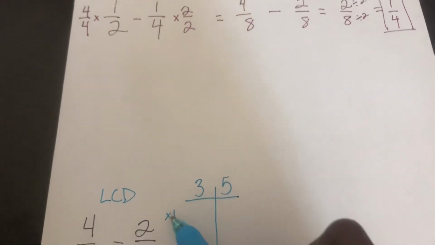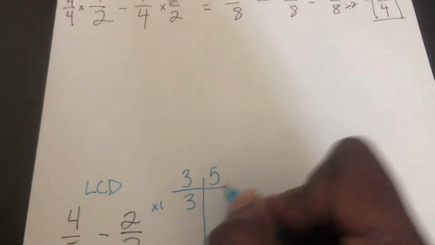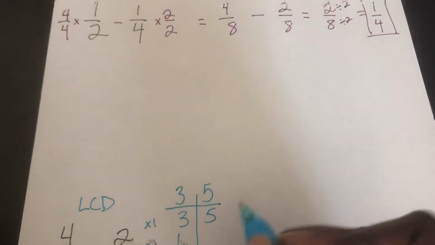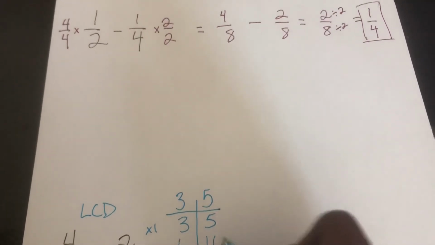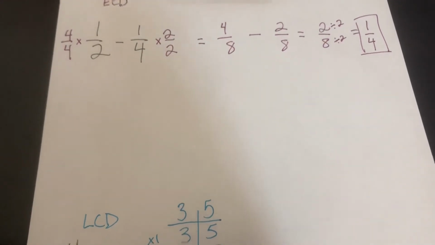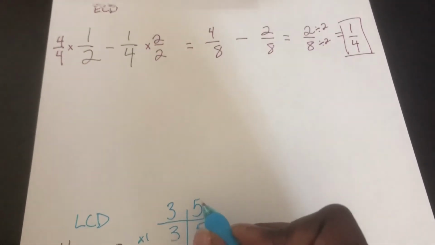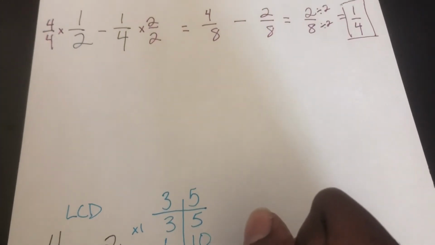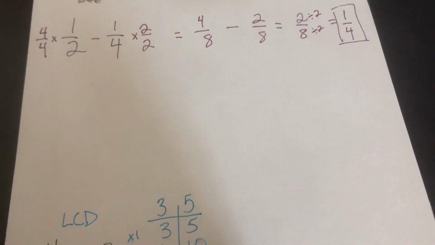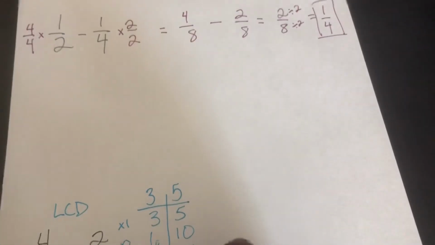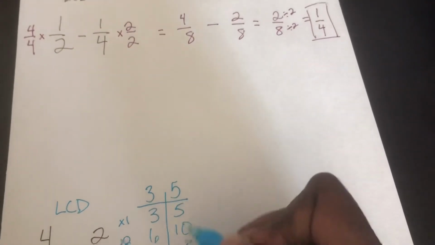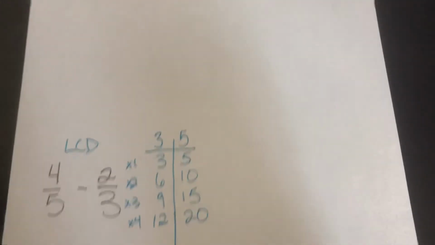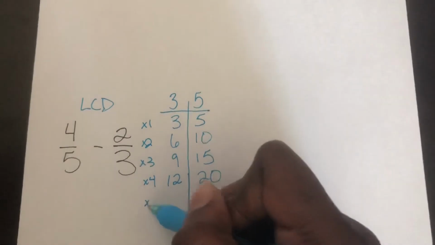So 3 times 1 would just give us 3. 5 times 1 would give us 5. 3 times 2 would give us 6. 5 times 2 would give us 10. 3 times 3 would give us 9. 5 times 3, sorry, would give us 15. Still don't see no matching yet. Nope. So now we got to go to the times 4. So 3 times 4 is 12. 5 times 4 is 20. Still nothing yet.